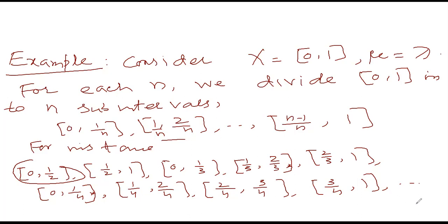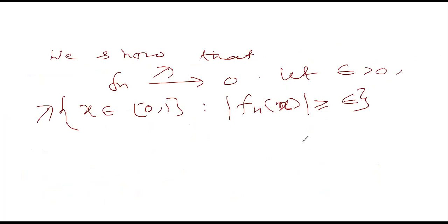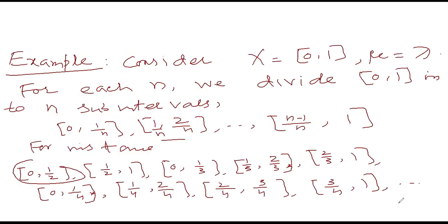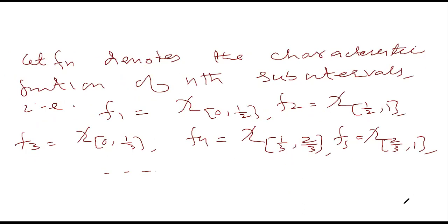So you can see this will obviously approach zero as n approaches infinity, because it's a characteristic function of a sub interval. But this is greater than or equal to epsilon, and it has only two values, 0 and 1. Therefore, this must be equal to 1. So whenever it's equal to 1, then x belongs to that interval, but that interval must be among these intervals.